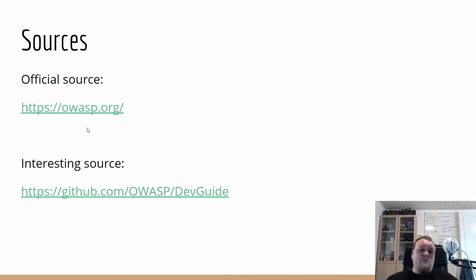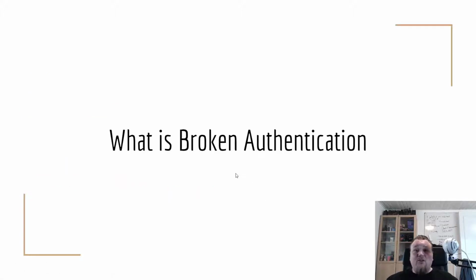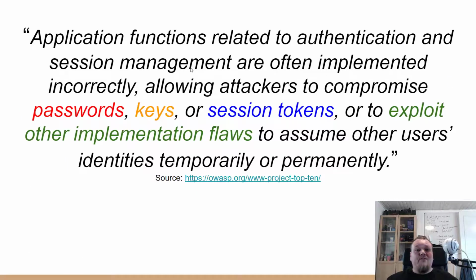So here are the sources. You have the owasp.org link, and the interesting source could be this one, a development guide. So what is broken authentication? Application functions related to authentication and session management are often implemented incorrectly, allowing attackers to compromise passwords, keys, or session tokens, or to exploit other implementation flaws to assume other users' identities temporarily or permanently. So this is the actual text, right? So what does all this mean?